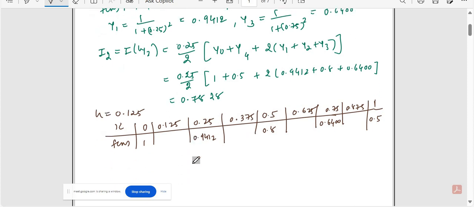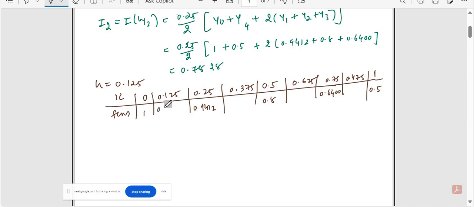Yes. 0.9846, 0.8767, 0.7191, 0.5663. Check everybody, please check these new values for 0.125, 0.375, 0.625, and 0.875.